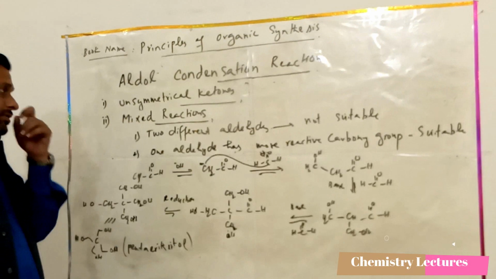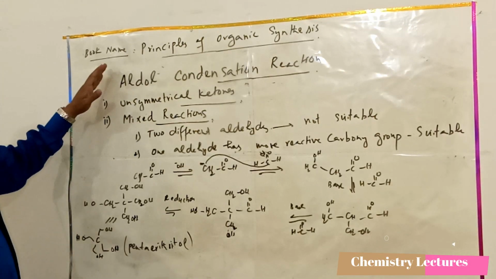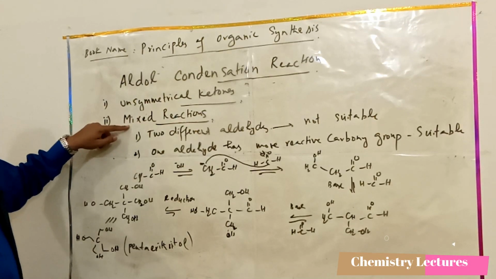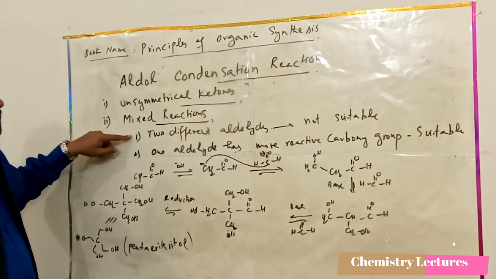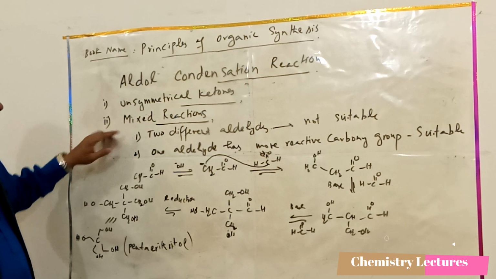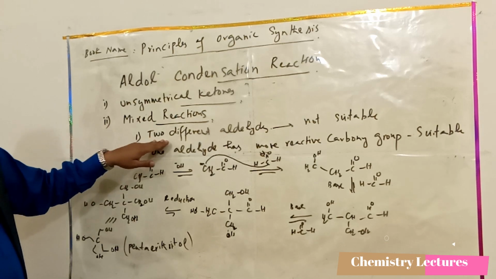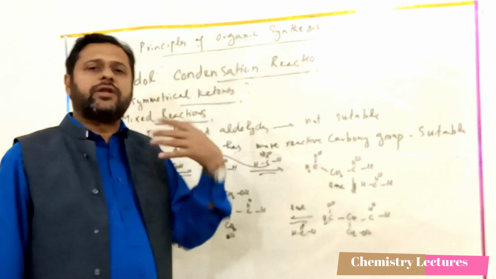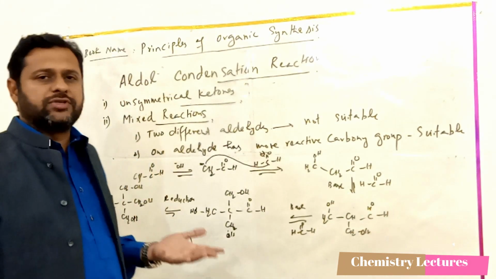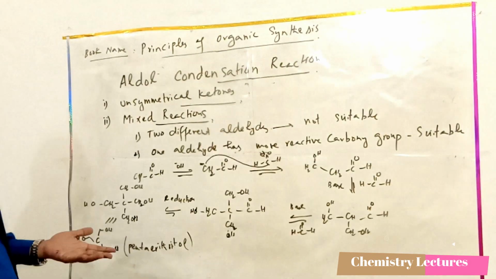Okay, now we will discuss the second case of aldol condensation reaction, when we have mixed reactions. It means when we have two different types of aldehydes, then what happens? If we have two different types of aldehydes, then it is not suitable because we will have more than one product. So this reaction is not feasible, not important for the industrial method.